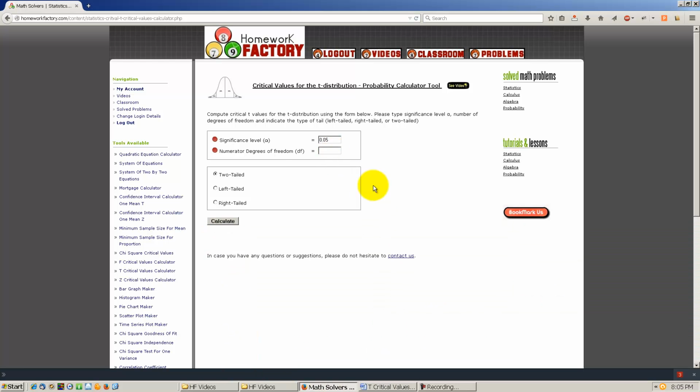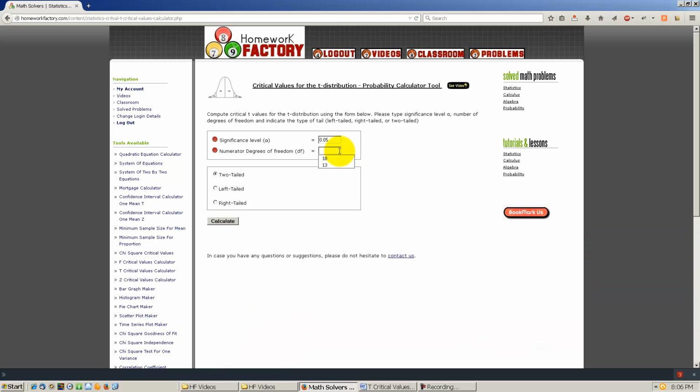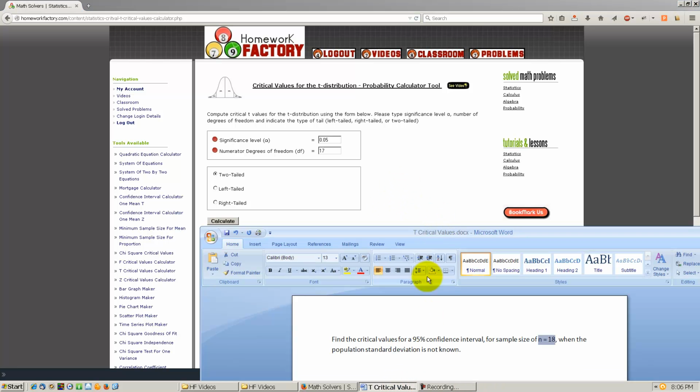Also, I need the number of degrees of freedom. In this case, they're not giving me the number of degrees of freedom. They're giving me the sample size. And you know that for this kind of critical values, you need to subtract 1 from the sample size and then you get the degrees of freedom. So 18 minus 1 is 17. 17 is the number of degrees of freedom, not 18. 18 is the sample size.